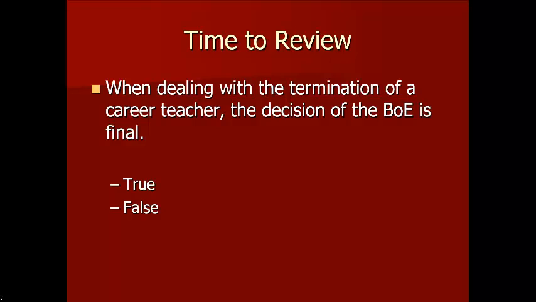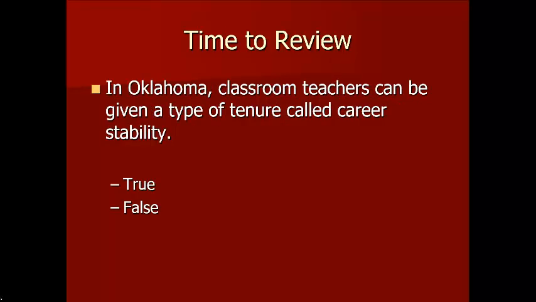When dealing with the termination of a career teacher, the decision of the board is final. And this is now a true statement in Oklahoma as of a few years ago. In Oklahoma, classroom teachers can be given a type of tenure called career stability, and that is false. So that's kind of a long look into dismissal.